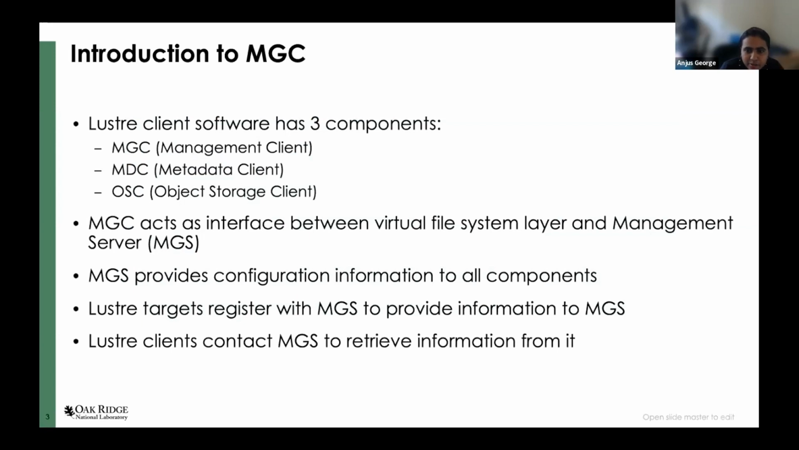So the Lustre client software involves primarily three components: a management client MGC, a metadata client MDC, and multiple object storage clients OSCs, one corresponding to each OST in the file system. Among this, the management client acts as an interface between Lustre Virtual File System layer and Lustre Management Server MGS. MGS stores and provides information about all Lustre file systems in a cluster. Lustre targets register with MGS to provide information to MGS, while Lustre clients contact MGS to retrieve information from it.